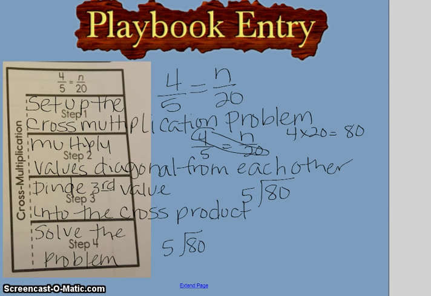So 5 can go into 8 one time. That leaves us with 30. 5 can go into 30 6 times. So n equals 16. So there are 2 ways that we can figure that out. We can either use proportional reasoning or cross multiplication.